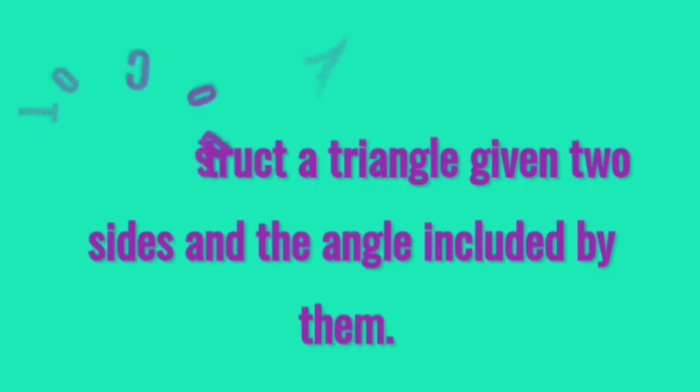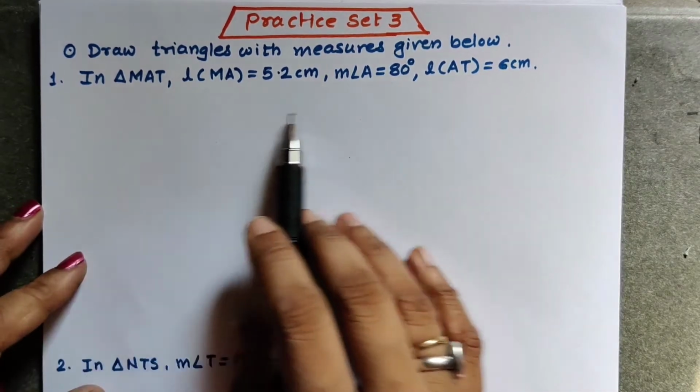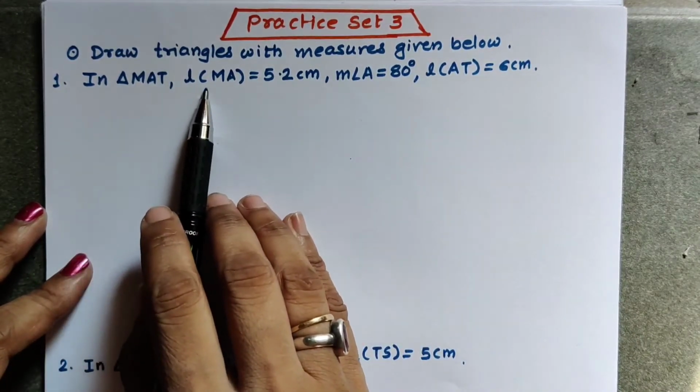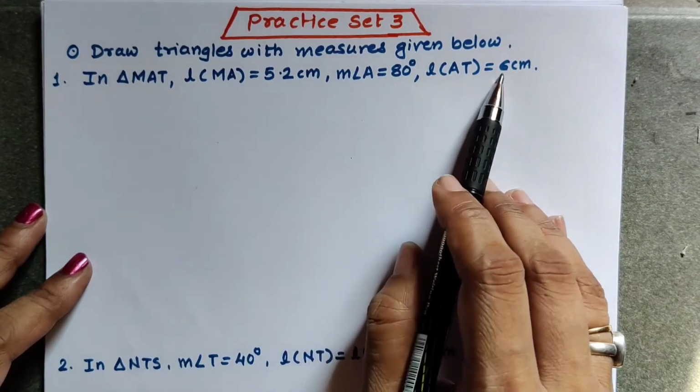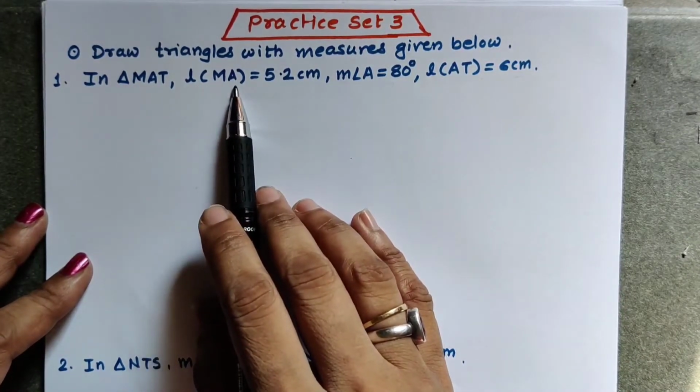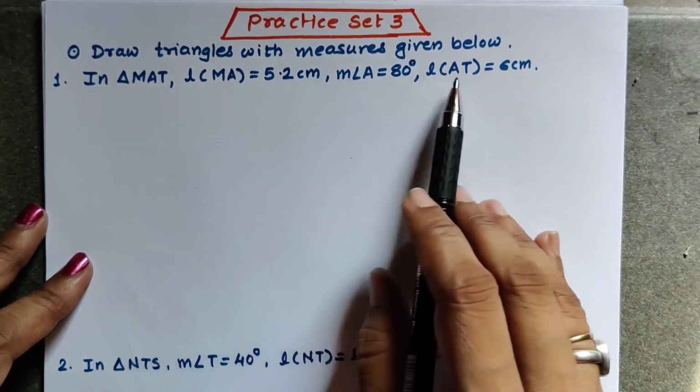Now let us see the second type of construction of triangle. To construct a triangle given two sides and the angle included by them, in our practice set 3. Now let's see how to construct these types of triangles. As we all know, first we have to draw a rough sketch. In triangle MAT, length MA is 5.2, angle A is 80 degrees and length AT is 6 centimeter. As you all can see, in MA also A is there and in AT also A is there. That means A is the common vertex in both these sides.